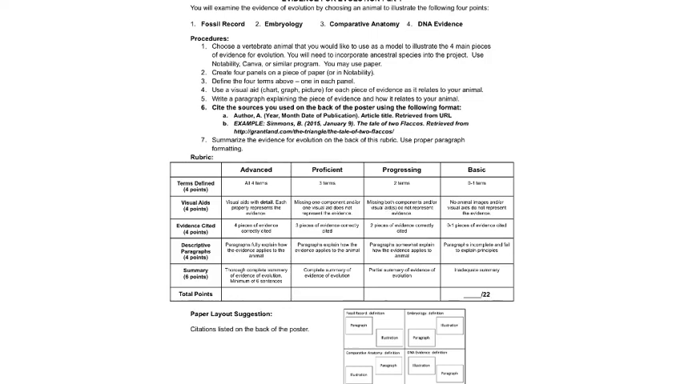All right, class, welcome to the evidence evolution project that we're going to be working on in class. There's going to be four main things that you're going to need to be looking for. You're going to be looking at an animal to illustrate the following points: fossil record, embryology, comparative anatomy, and DNA evidence. We've been working on this in class, and so fossil record, embryology, comparative anatomy, and DNA evidence should be familiar to you.